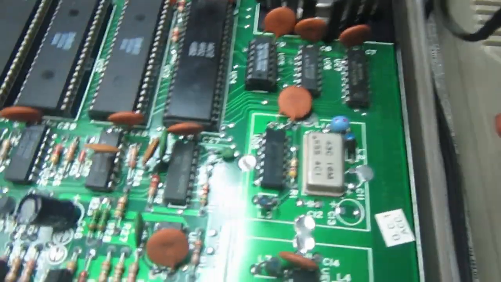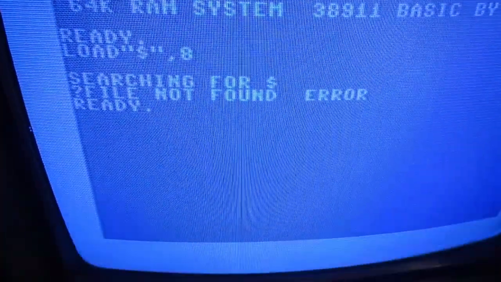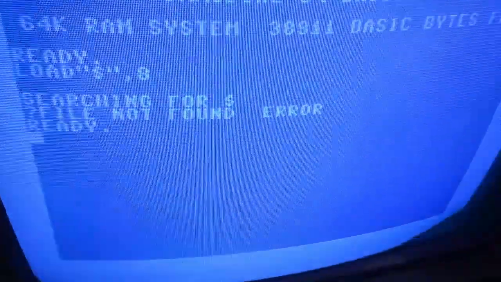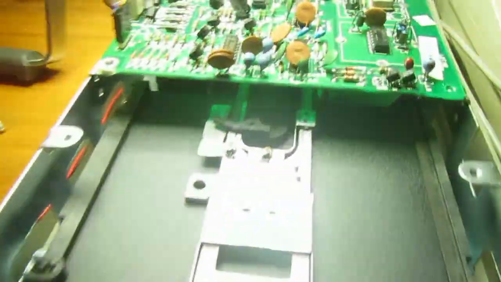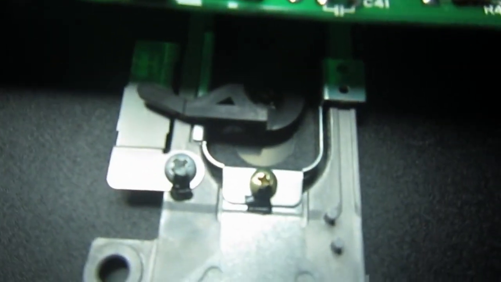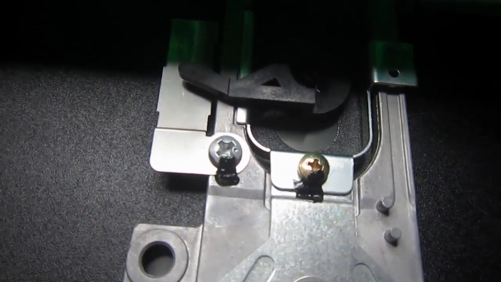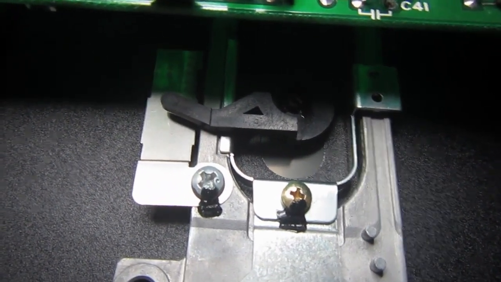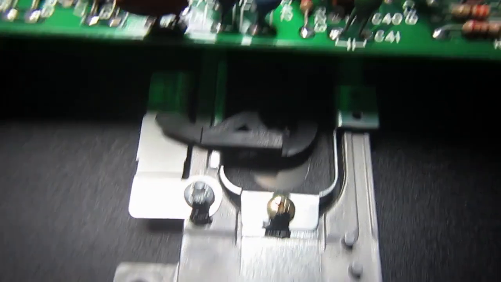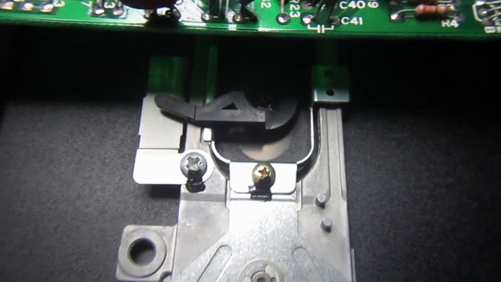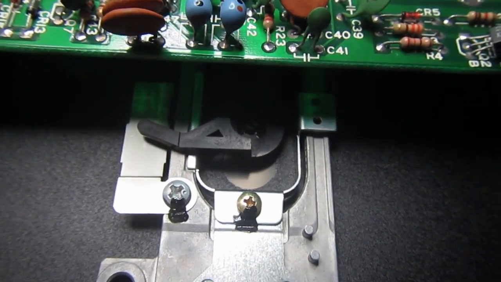Now it's time to test the drive and see what happens. Okay, looks like there are some other issues. Also, the head didn't quite move seeking back on track one. So I don't know. I have to understand first of all what the error is.